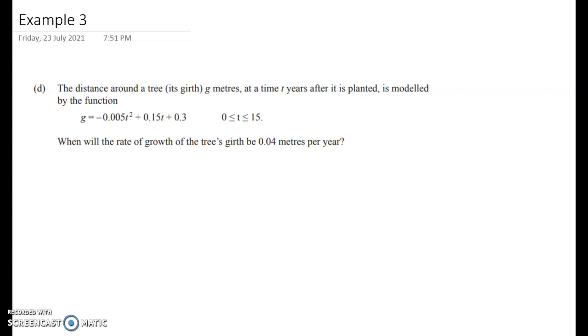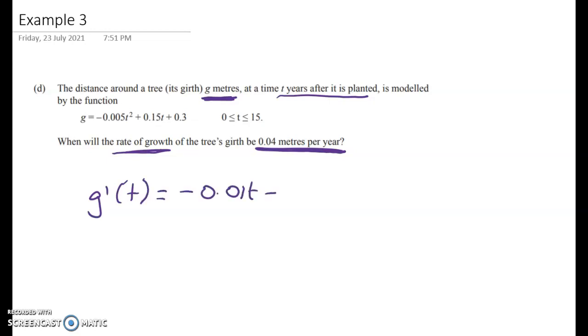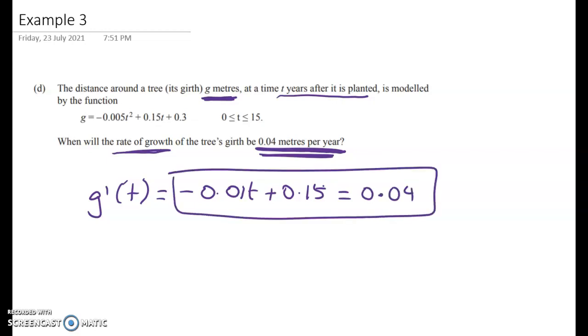Okay, I think this is from the same exam, and this is also a merit question. So the distance around a tree is given by G meters, G for girth, and that's t years after it's planted. So we have to figure out when the rate of growth will be this much. So G dash of t is equal to negative 0.01 t plus 0.15, and we have to figure out when this will equal 0.04. So we're solving this equation to get a value of t.